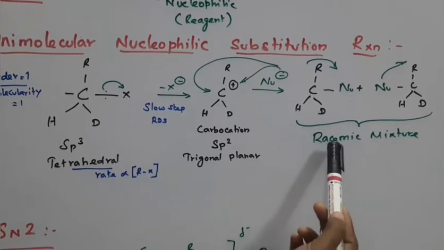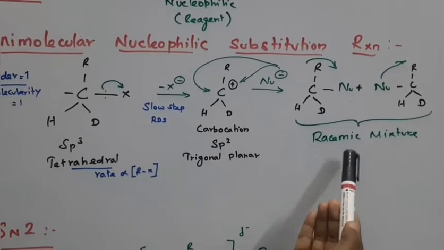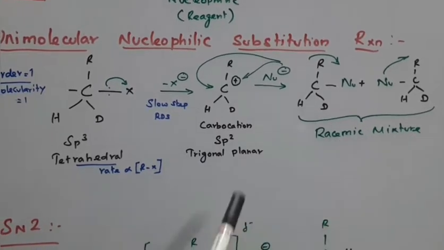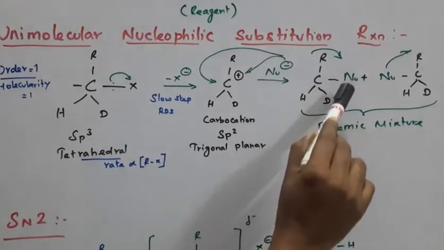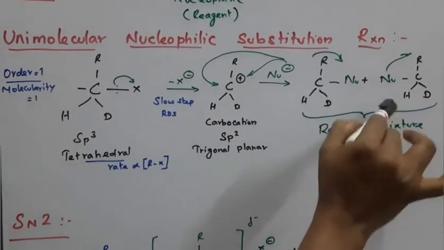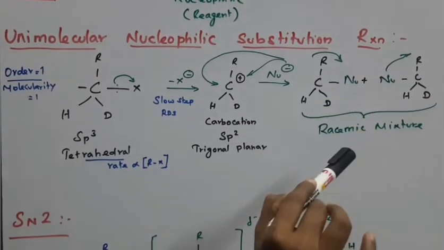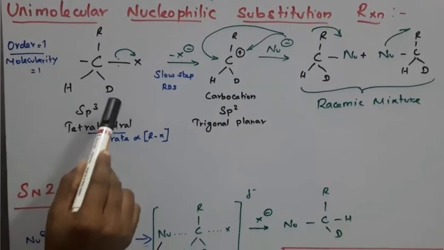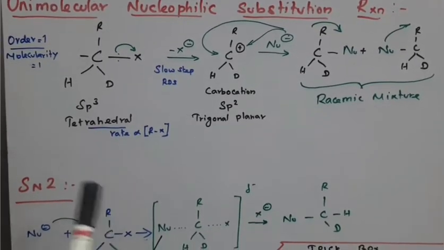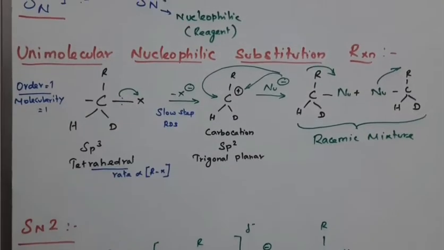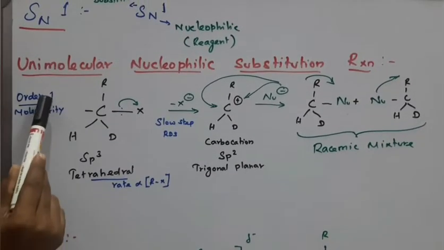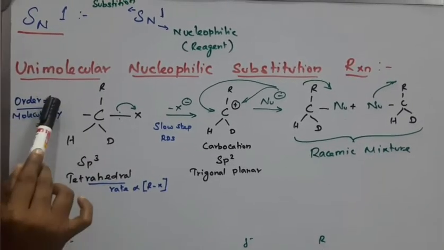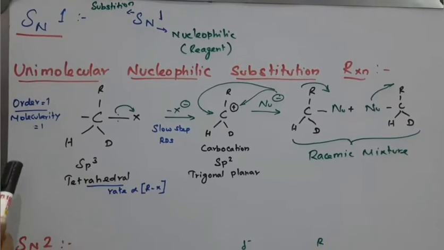SN1 reactions undergo racemization or produce a racemic mixture. This is one key point, because of the plane polarized light rotating towards the right hand side and towards the left hand side. Here it undergoes a 2-step process, SN1, because of this order. The order is 1, and we cannot change this order because it is an experimentally calculated value.